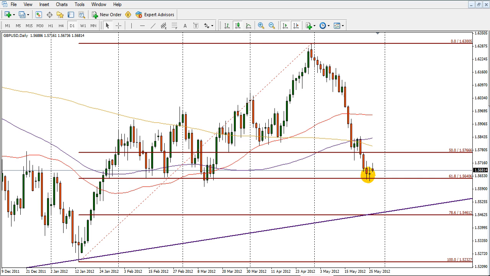What I'd really be keeping an eye on is this 61.8 level. If we're going to get any sort of bounce to the upside, then we need to get some sort of close above this 50% level, but it will not be easy for cable, as it does look very heavy indeed. There's some big aggressive long-term sellers out there in cable, so be careful when trading this pair.